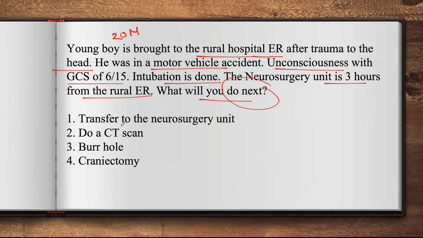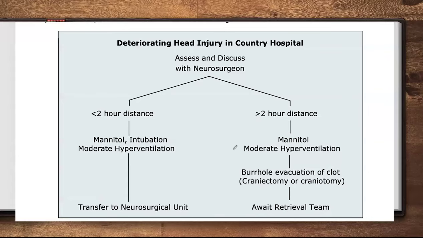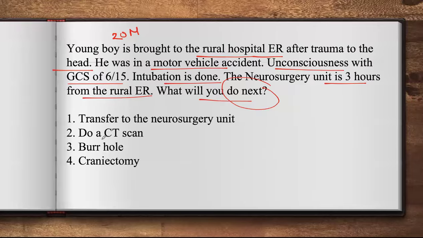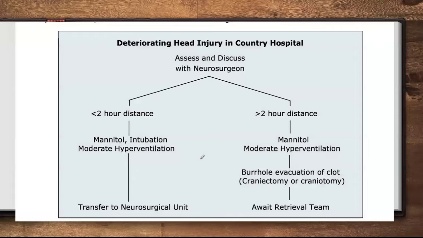I can see the options: transfer to the neurosurgery unit, do a CT scan of the brain, go for a straight burr hole, or go for craniectomy. What do you think you would do in this kind of situation? Okay, I can see most of you are going for option two. Option two is a CT scan. Someone went for burr hole. So you're between these two. Not bad. You are right in a way.